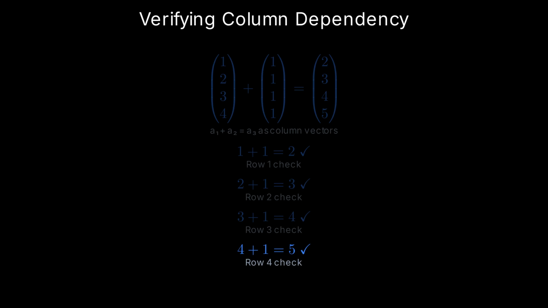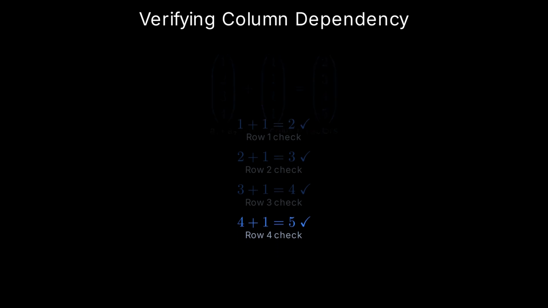Now think about what this means. Column 3 is redundant. Any linear combination that uses column 3 can be rewritten using only columns 1 and 2. Right? Here's how.